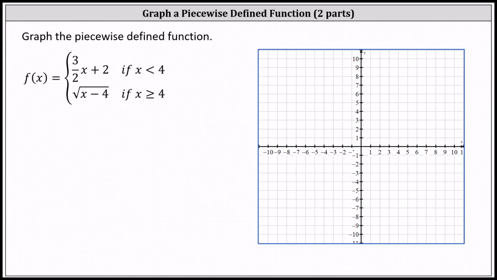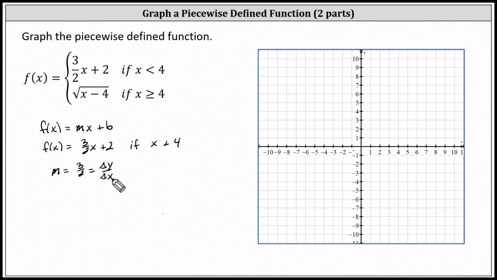And notice the linear function is in slope-intercept form, with the form f of x equals mx plus b. And again, we want to graph f of x equals 3 halves x plus 2, but only if x is less than 4. Notice the slope m equals 3 halves. Recall the slope equals the change of y divided by the change of x, or rise over run. And because b equals positive 2, we should recognize that the y-intercept is the ordered pair 0, 2.